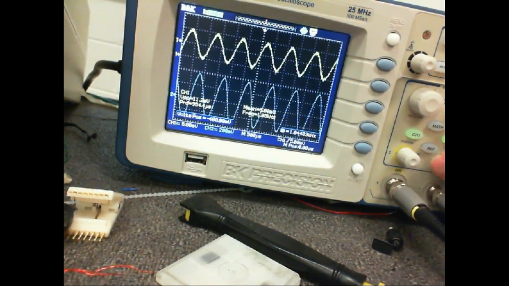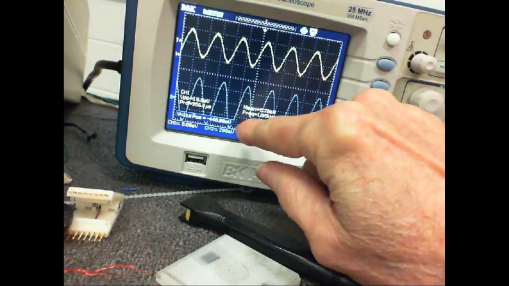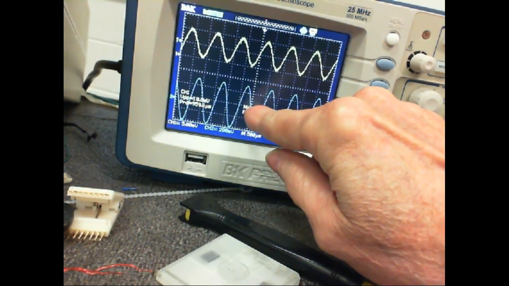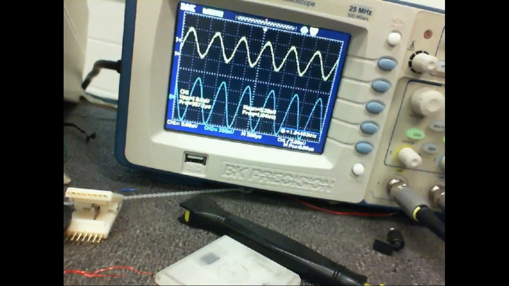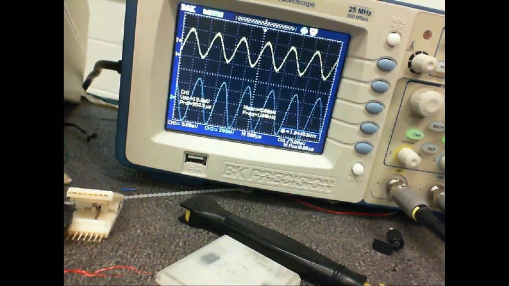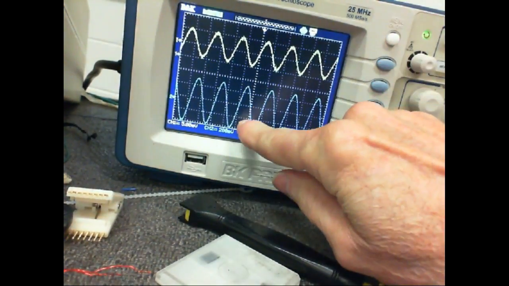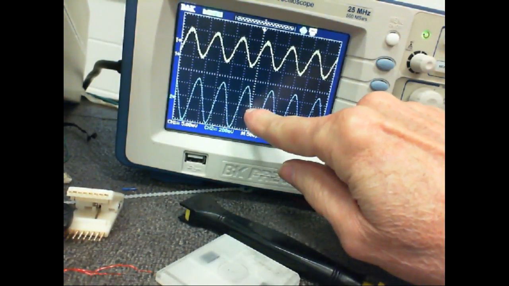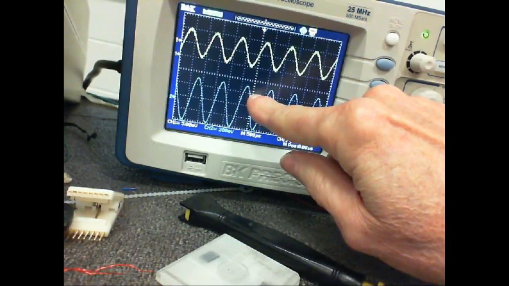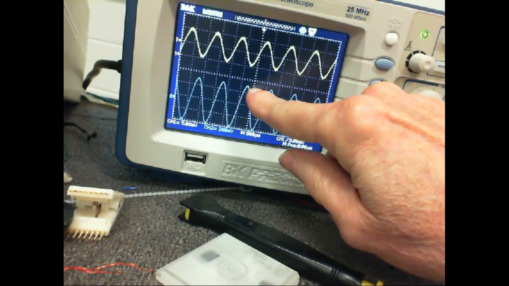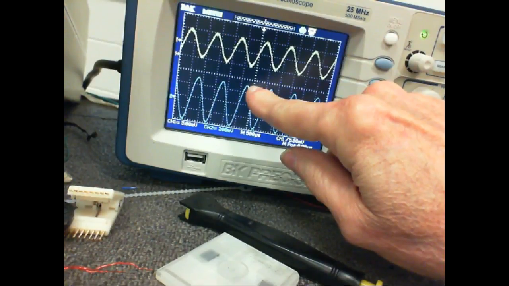I'm going to put it on the flat line so we can measure it. This would be 200 millivolts. This would be 400 millivolts. Okay, so this would be 200 millivolts, this would be 400 millivolts, this would be 600 millivolts. This would be 640, this would be 680, this would be 720.